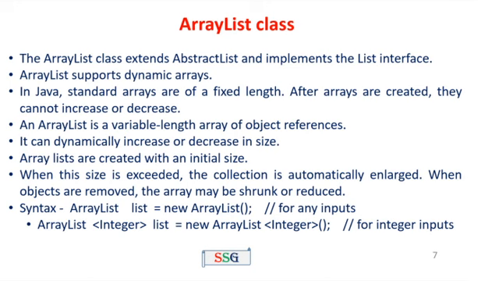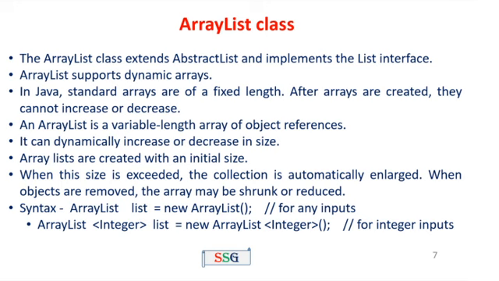Okay, the syntax for the ArrayList creation. ArrayList, that is the class name, then the object name, list equal to new ArrayList, with no type. For this command, the user can give input of any data type. It may be an integer, it may be a float, it may be a character, it may be any string data type. All the data types are supported.